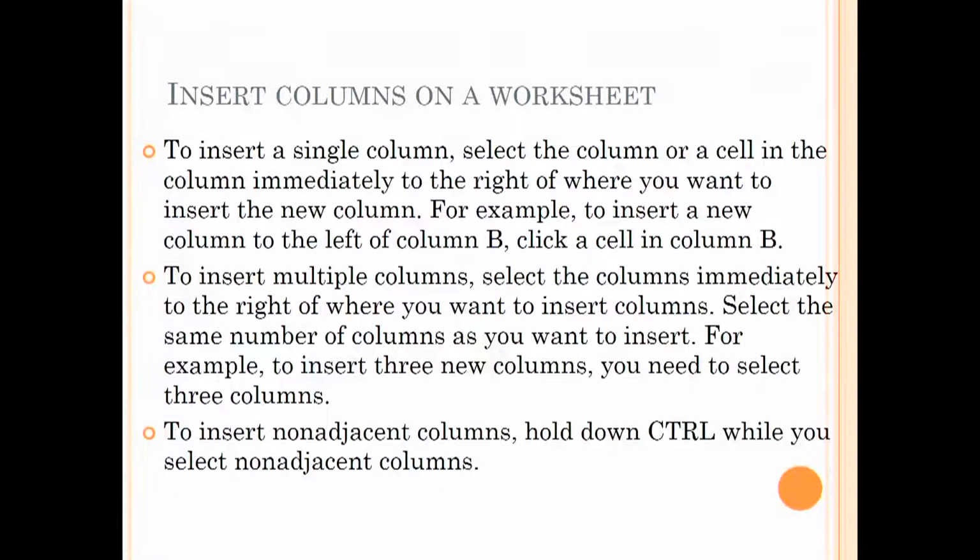Now, for inserting columns on a worksheet, to insert a single column, select the column or a cell in the column immediately to the right of where you want to insert the new column. For example, to insert a new column to the left of column B, you have to click on a cell in column B. To insert multiple columns, select the columns immediately to the right of where you want to insert those columns. Select the same number of columns as you want to insert. For example, to insert 3 new columns, you need to select 3 columns. To insert non-adjacent columns, hold down Control while you select the non-adjacent columns.